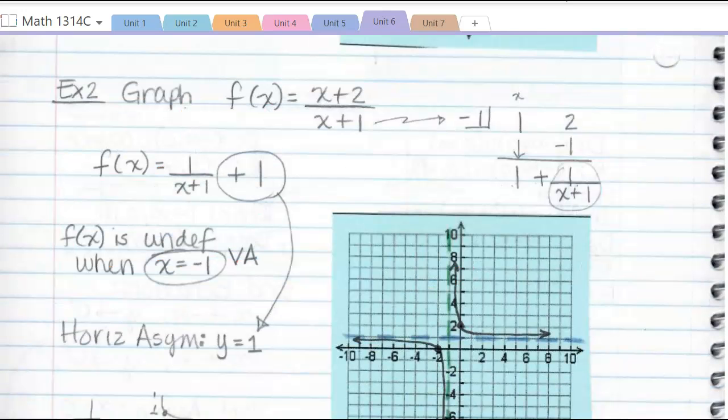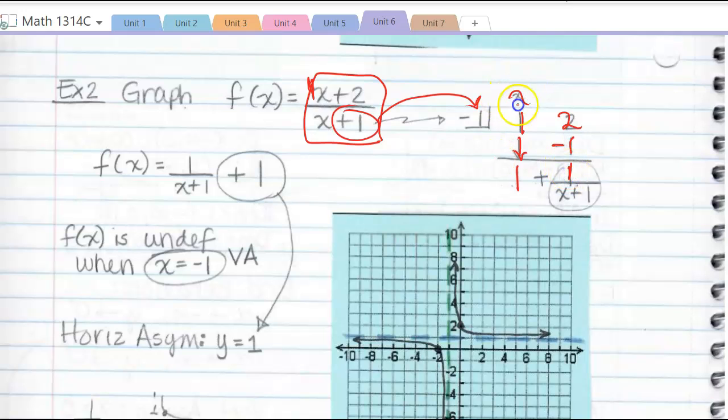Let's try example number 2. Our job is to graph f of x, where f of x is equal to x plus 2 over x plus 1. Well, that's kind of different from what we've seen in the past, but what we can do is use synthetic division. Notice I'm going to have a 1 and a 2 for our synthetic division here, and then I'm going to put in my box -1, bring down my 1, and then I'm going to multiply -1 times 1 is a -1. I add, I get a positive 1.